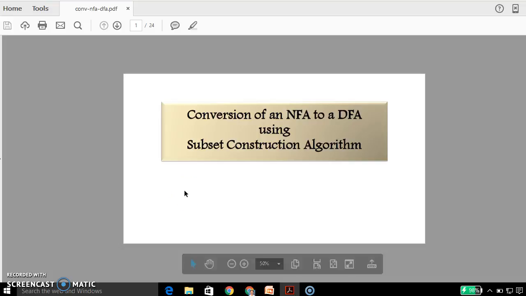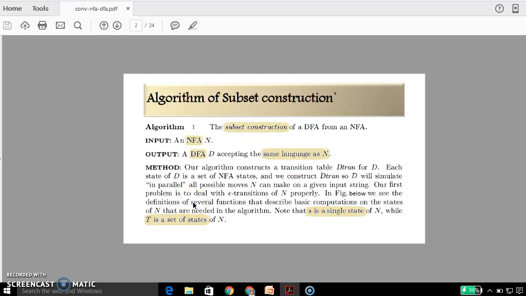In this lecture, we are dealing with conversion of an NFA to a DFA using the subset construction algorithm. As the name indicates, subset construction: in this algorithm, we are going to generate a subset of states from the states of the given NFA. The input for this algorithm is a given NFA. The output is a DFA which accepts the same language as the given NFA N.